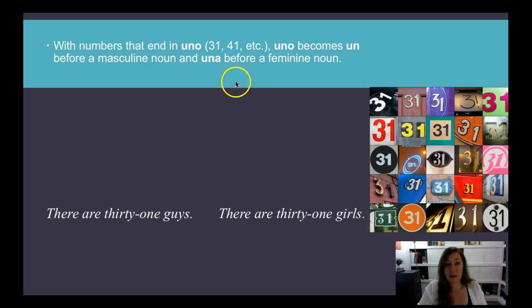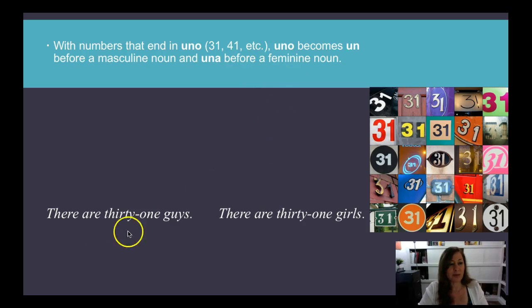With numbers that end in 1, such as 31, 41, hey, we're on a roll, let's just keep going. 51, 61, 71, 81, 91, 101. Uno becomes un if you have a noun that's masculino and una before a feminine noun.